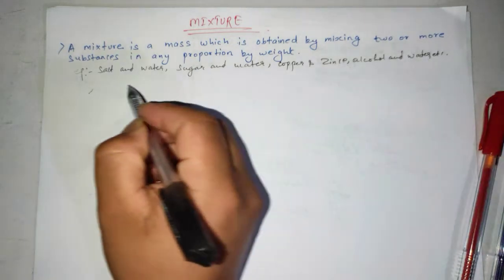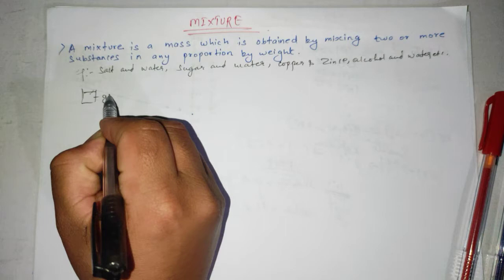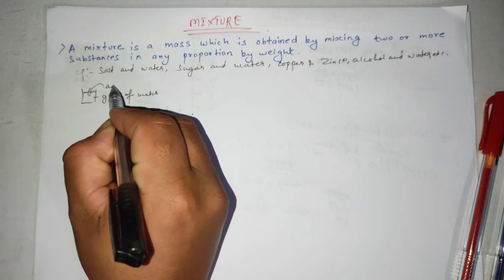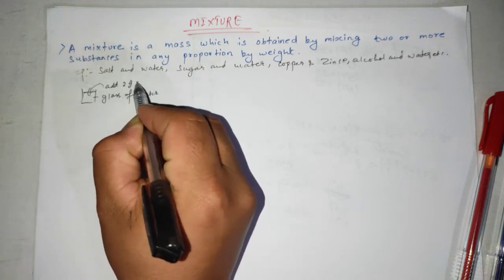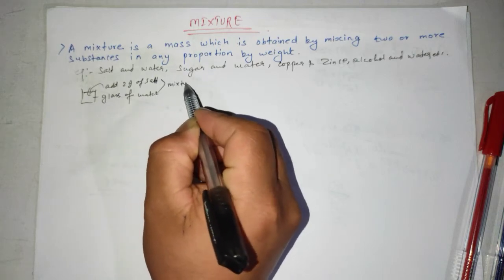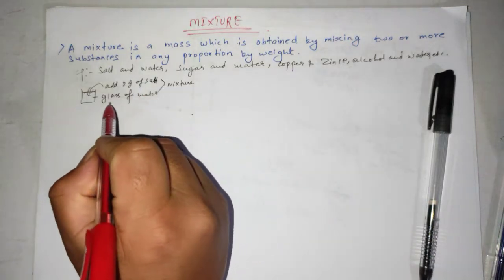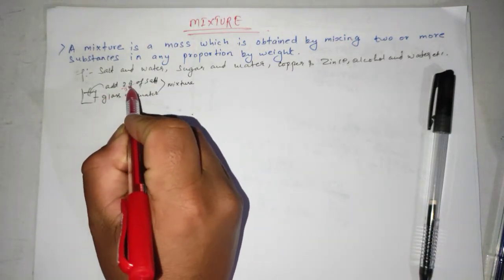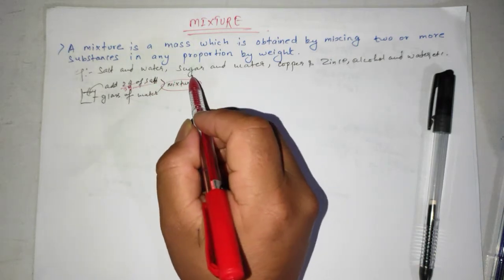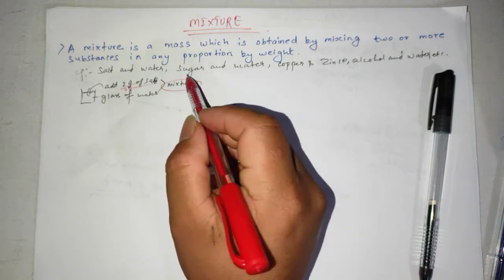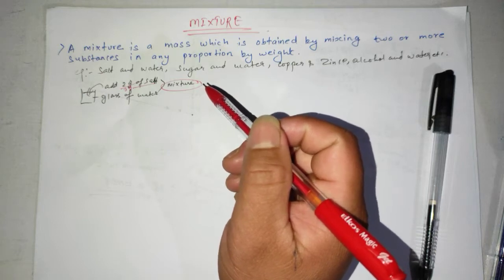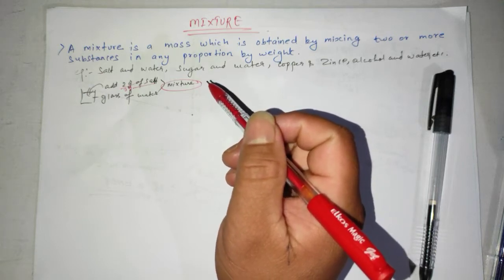Let's see. Take a glass of water and add 2 gram of salt. Then the combination becomes a mixture. Instead of this, in a glass of water, add 3 gram of salt. Now again it becomes a mixture. Similarly, in a glass of water or 2 glasses of water, add 3 gram of sugar, 10 gram of sugar, it again becomes a mixture. Add 10-20 gram of sugar, again it becomes a mixture.